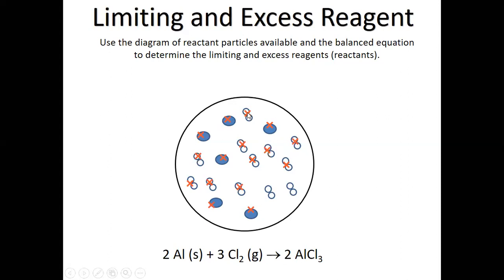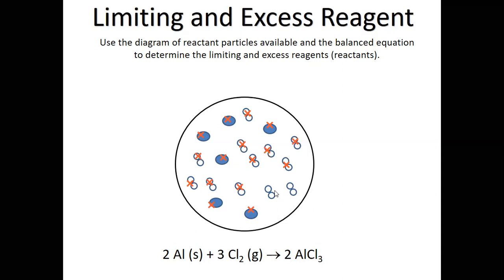What we notice is we've run out of aluminum. Since we've run out of aluminum, we now call aluminum our limiting reagent, and we can mark aluminum as what we would call limiting. Al is our limiting because we've run out of it. And chlorine would be our excess because we have extra quantity of chlorine molecules left over to continue the reaction.